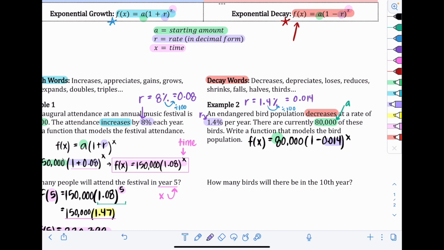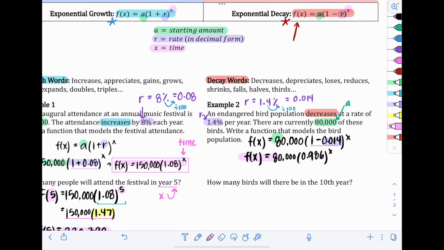And then same thing as the last problem, if we can simplify it, we want to. That means that we can subtract inside the parentheses. So f of x equals 80,000 times 1 minus 0.014. I don't want to mess it up in my head. So 1 minus 0.014 is 0.986, once we subtract those, and then to the x power.